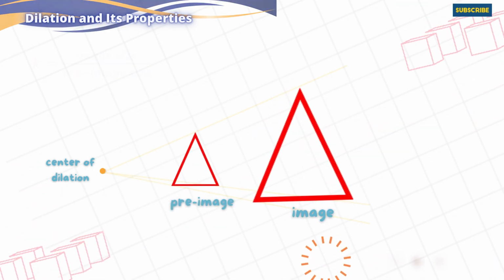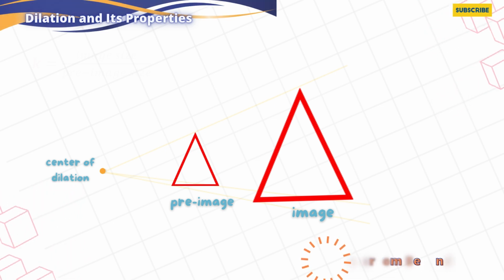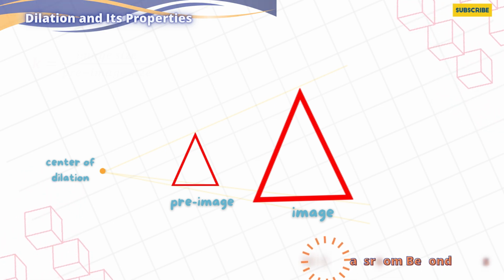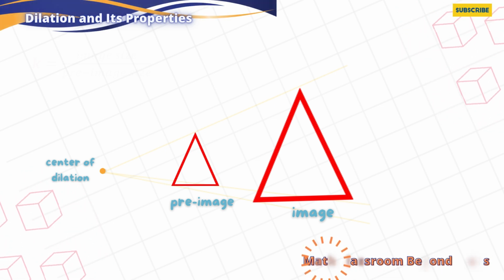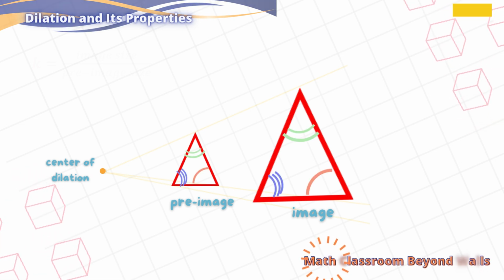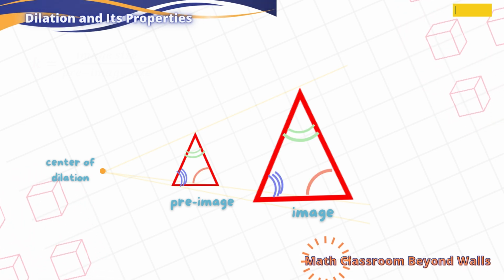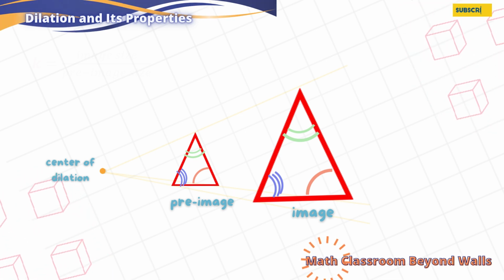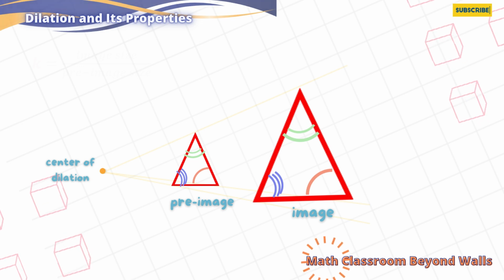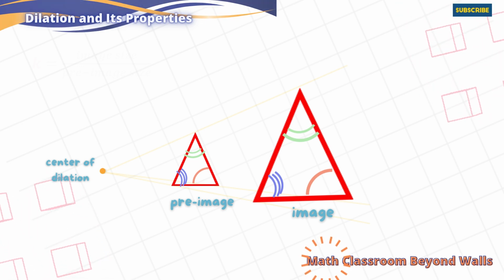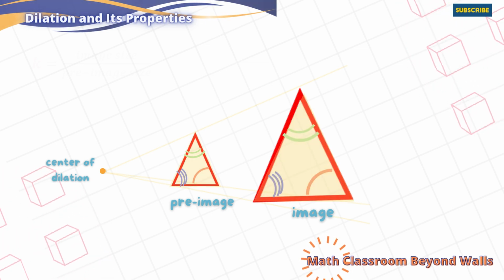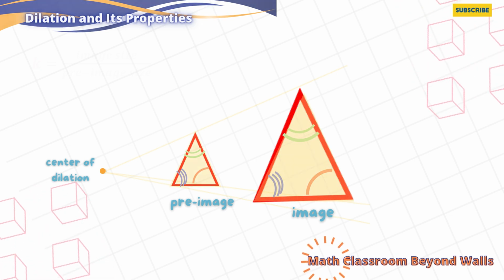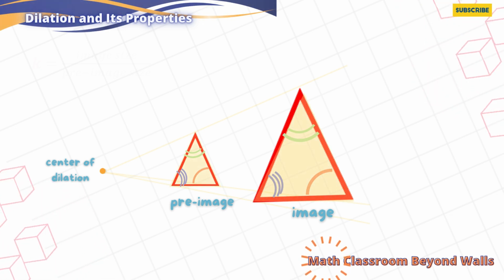Okay, so the following are the other properties that are observable, though may not be obvious during dilation. Here, the corresponding angles are the same. This explains why the shape is retained during dilation. Also, the pre-image and the image are similar. This is because the shape is retained, but the size is changed during dilation.